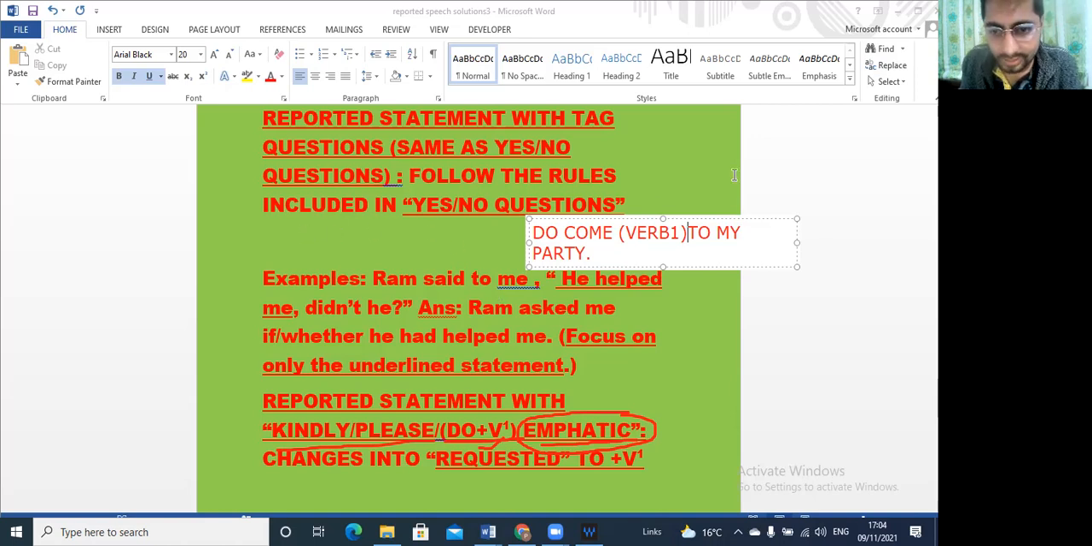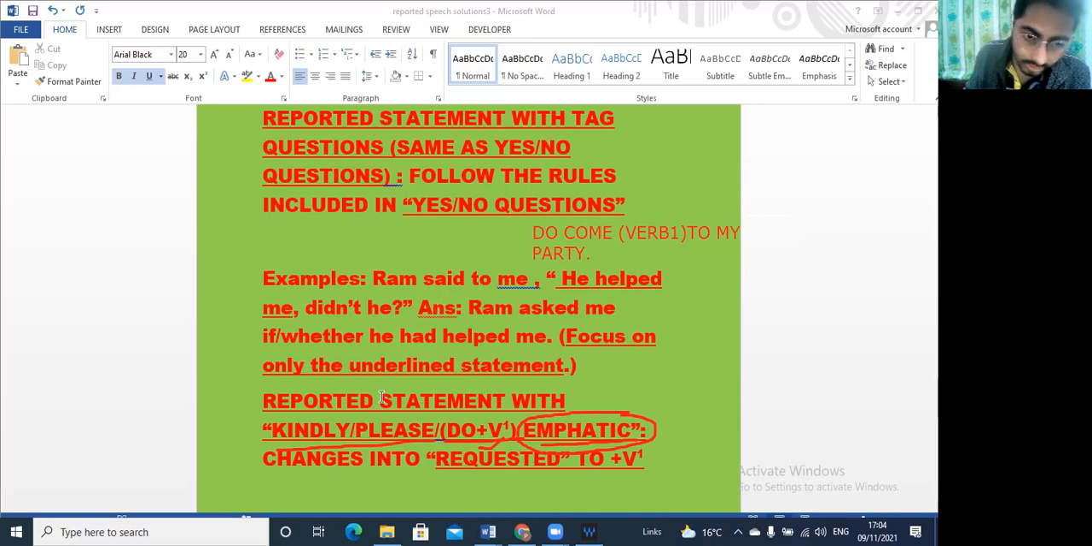Okay, now let's move downside. Ram said to me, he helped me. Okay, it is already completed. Reported statement with kindly, please, or do plus verb 1, the emphatic changes into requested to plus verb 1. Requested to plus verb 1. Before this, let me clear out my rough work so that we can move ahead. So kindly, please, do plus verb 1, the emphatic changes into requested to plus verb 1.